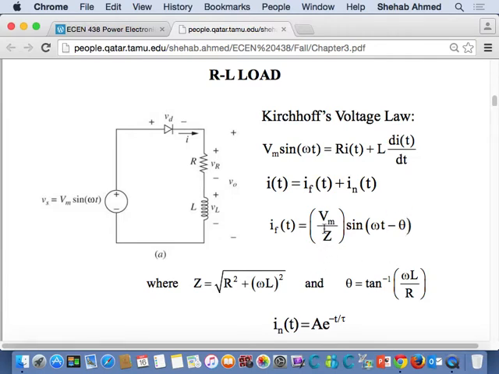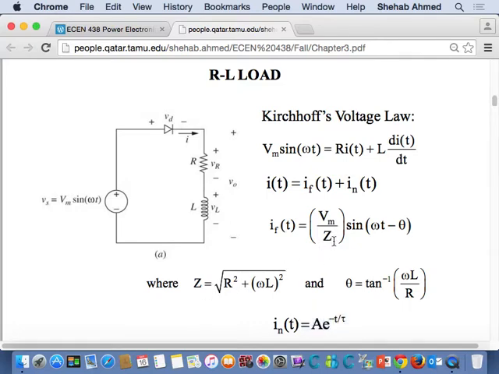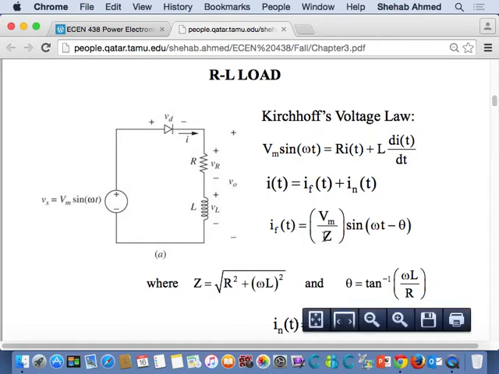We divided the voltage by the magnitude of the impedance. Z here is only a magnitude. I'm sorry they didn't put these absolute values around it to indicate that it's a magnitude, but they show that here. So Z here is only the magnitude of the impedance.